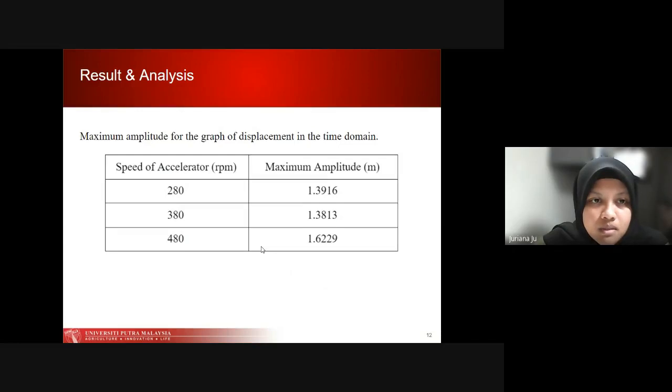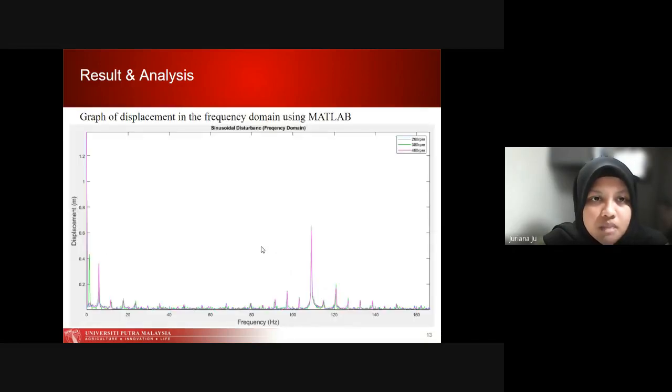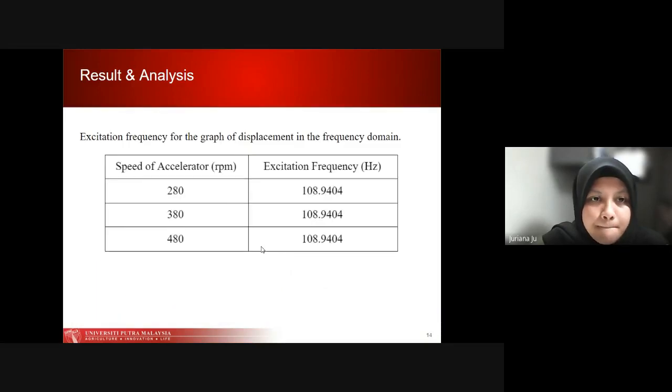Next slide. This is the displacement in the frequency domain. The color for the graph is the same as before. So this is the graph. Next slide. This is the excitation frequency that we get from the graph before. As you can see, the excitation frequency for all the speeds is 108.9404.